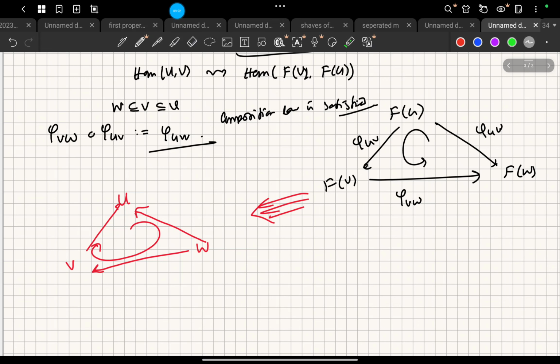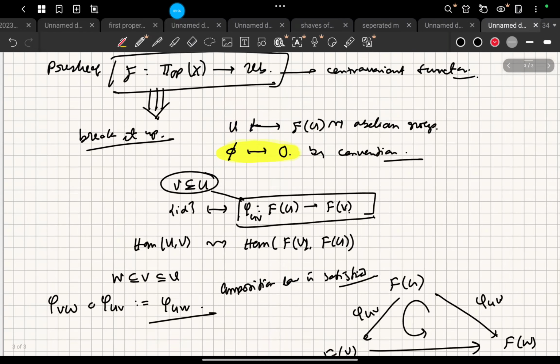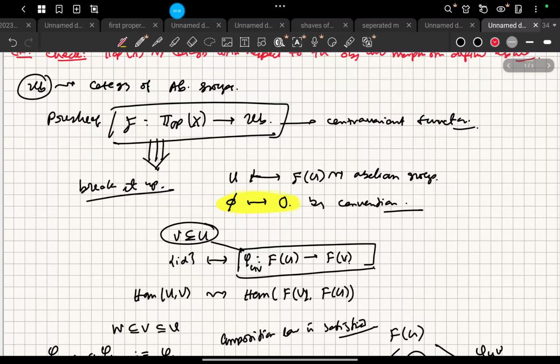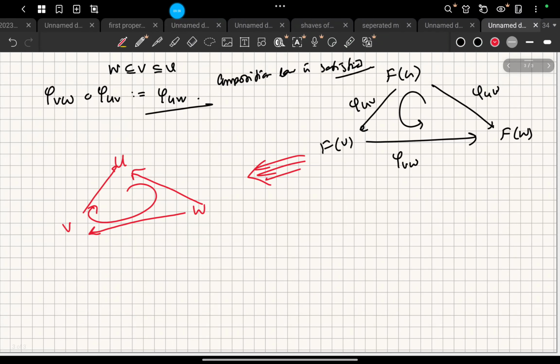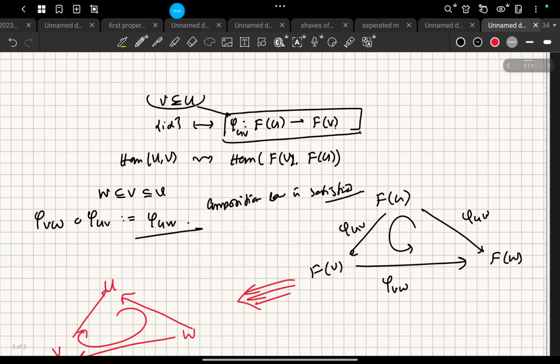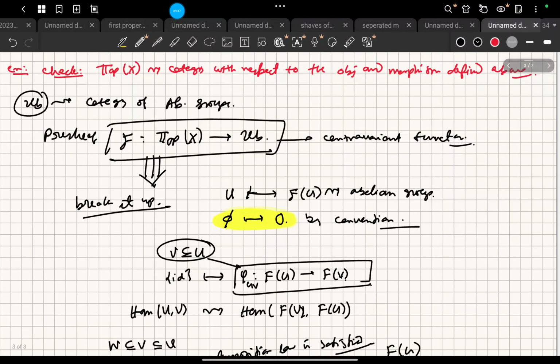Okay, so the presheaf, what you have seen, is basically a contravariant functor from the topological space, the category of open sets of X, to the category of abelian groups. Right. Now the question is, can you give me some example? First of all, why have we chosen this category of abelian groups?